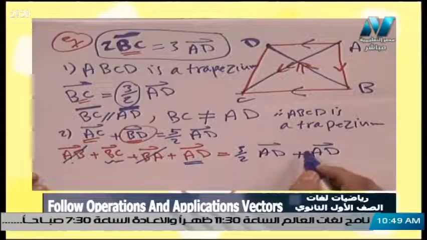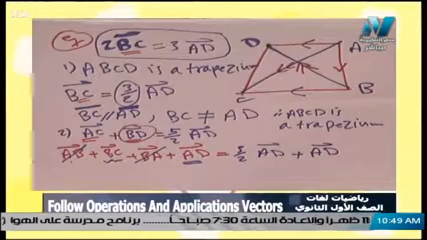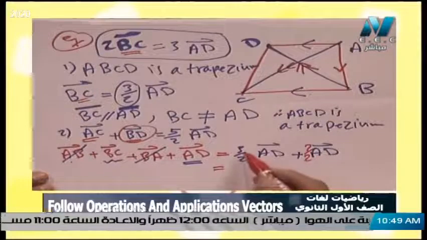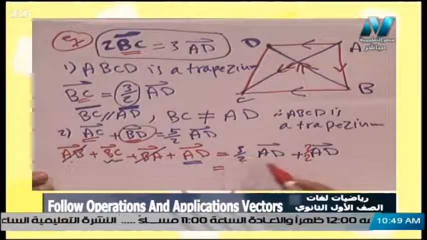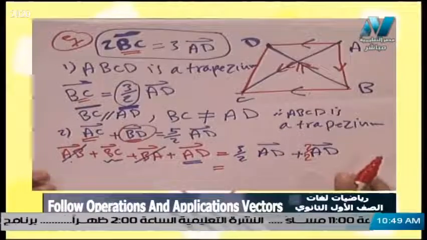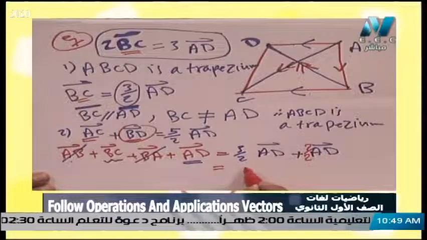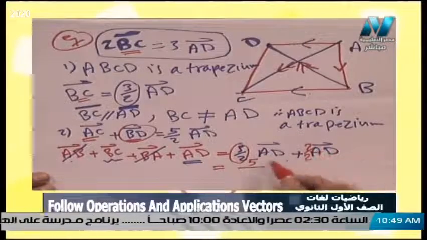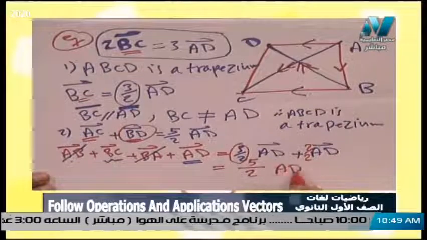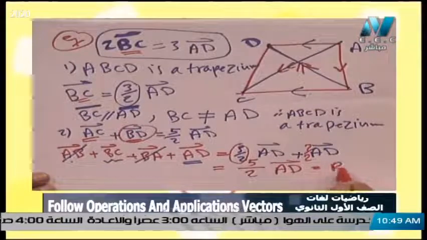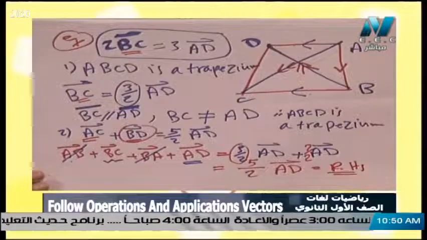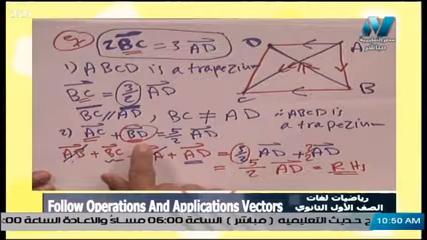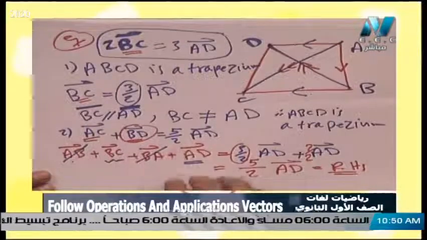which we can write as 2 over 2 AD, or we can add 3 over 2 plus 1. 3 over 2 plus 1 equals 3 over 2 plus 2 over 2. So we can add them. 3 over 2 plus 2 over 2 equals 5 over 2 AD. And this is the right hand side, and we have proved that AC plus BD equals 5 over 2 AD.